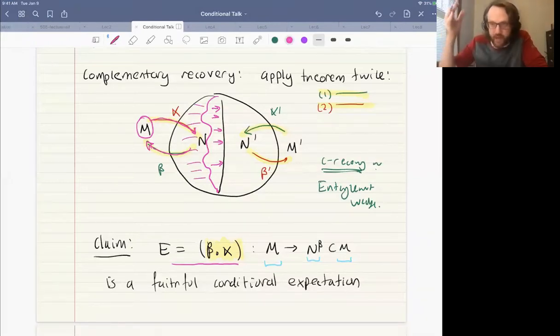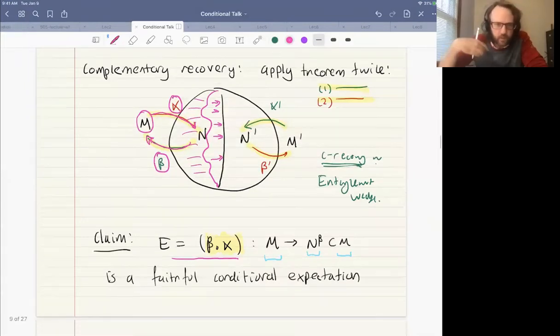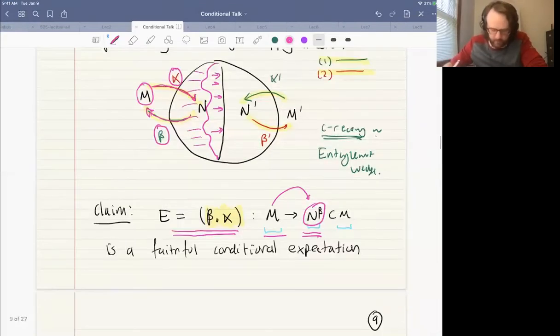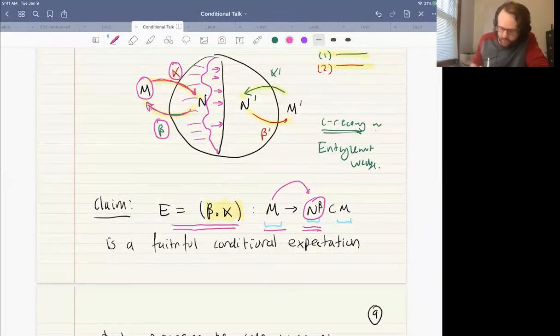Notice that I only get this map if I have C reconstructibility, because I only get this map because I'm using both the red and the green maps here. Okay. Good, but this map is a map on M, and it really gets you back to this subalgebra in M, this thing that I called N beta. So it's a map from M to its subalgebra. The claim is that this map is something called a faithful conditional expectation.